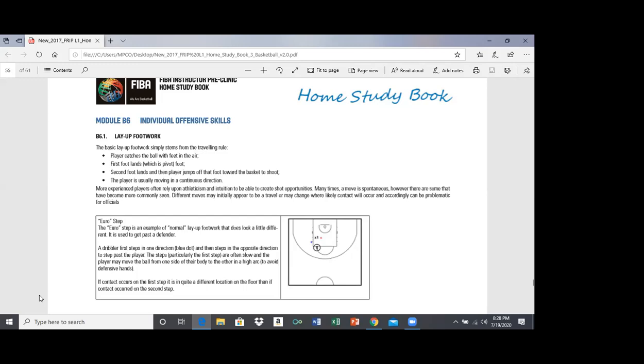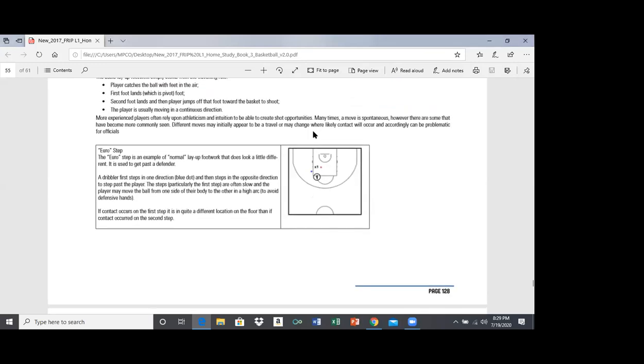The Eurostep is an example of normal layup footwork that does look a little different. It is used to get past a defender. A dribbler first steps in one direction, which is in the diagram here, the blue dot, and then steps in the opposite direction, which is the red dot, past the player. The steps, particularly the first step, are often slow, and the player may move the ball from one side of their body to the other in a high arc to avoid defensive hands. If contact occurs on the first step, it is in quite a different location on the floor than if contact occurred on the second step.